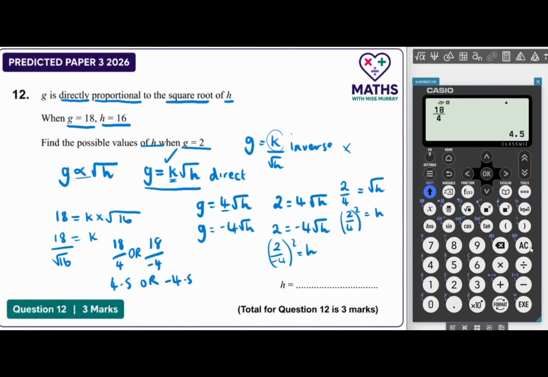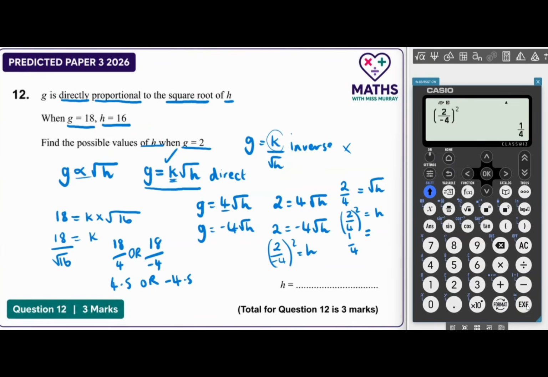So I'm going to pop those in my calculator. Put the bracket, because you have to square the whole thing. So I've got 2 over 4, close my bracket, and then squared. So I end up with a quarter if I've got this one here. So h could be a quarter. And then I'm going to go back into my calculator, and I can just use the arrows. I'm going to change that to a negative 4, shift minus gives me negative. But that also gives me a quarter.